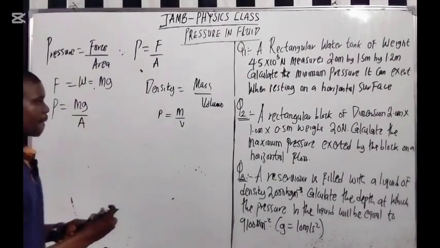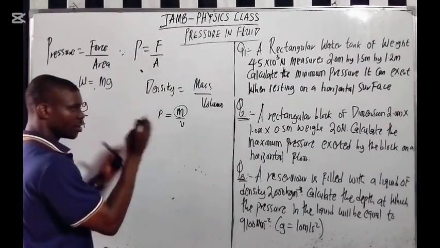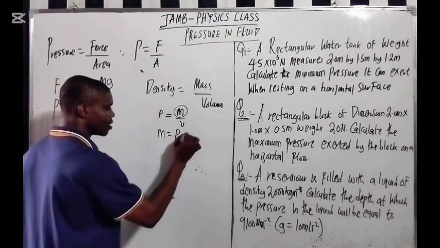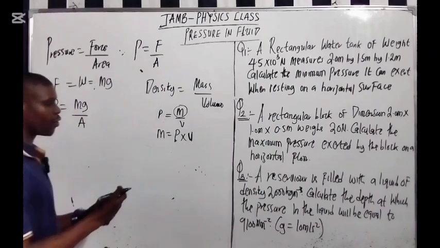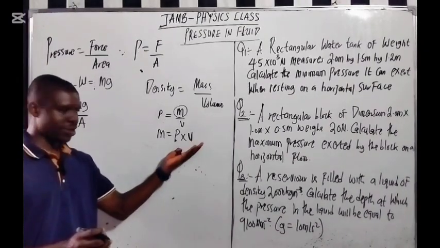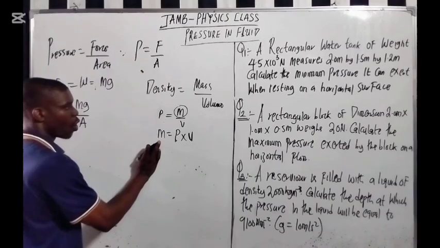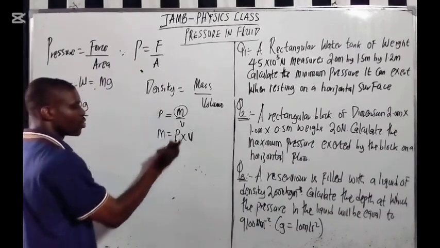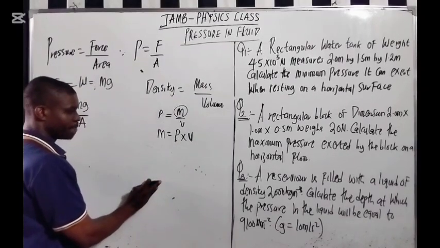If you want to make mass the subject of the formula, then m equals density times the volume of the liquid. So the mass of the liquid equals the density of the liquid times the volume of the container.